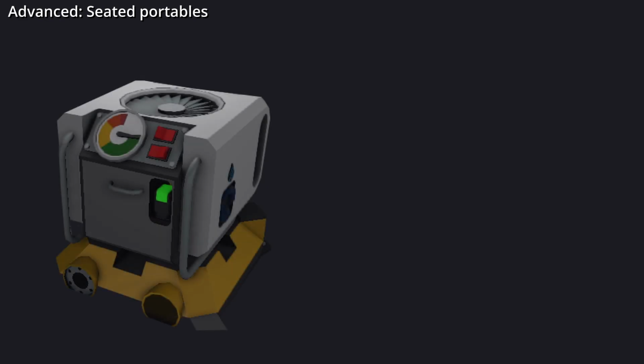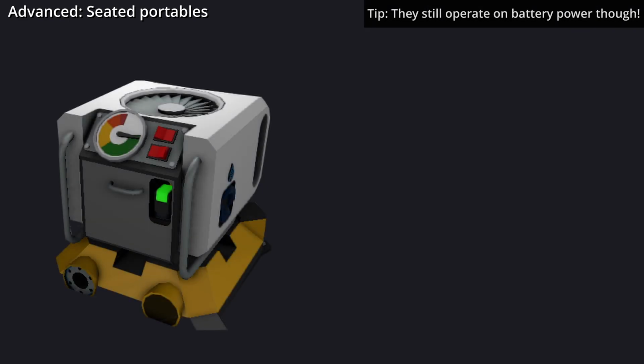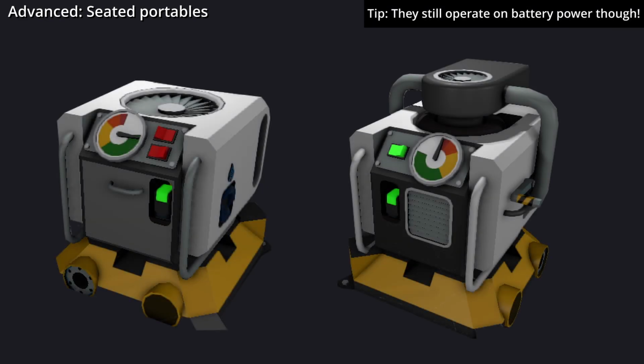The portables you know and love can actually be seated with the portables connector. They maintain the exact same functionality except they use the attached pipe network. The AC unit will use the pipe network instead of the liquid canister, while the filtration unit will output any filtered gases into the pipe network it's attached to.